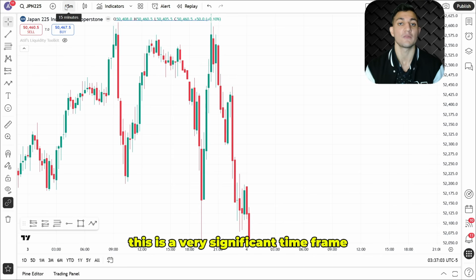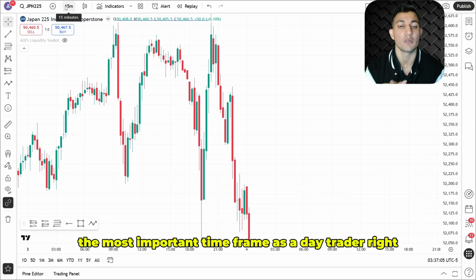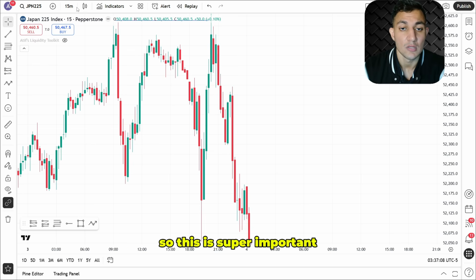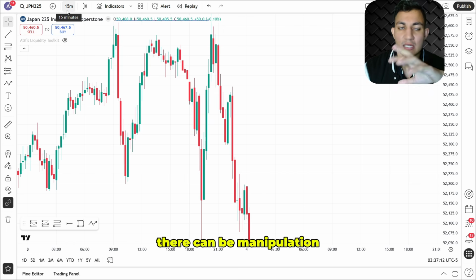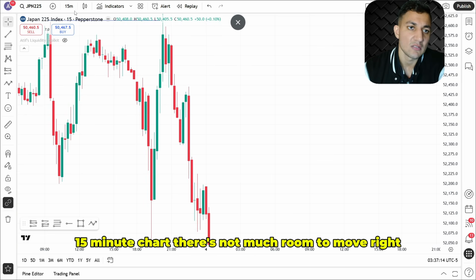This is a very significant time frame, the most important time frame as a day trader, right? So this is super important. And there's no messing around on the 15-minute chart. On the 1-minute chart, yeah, there can be manipulation. On the 15-minute chart, there's not much room to move, right?